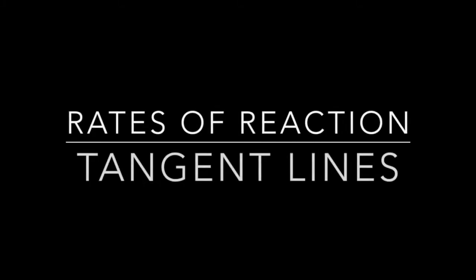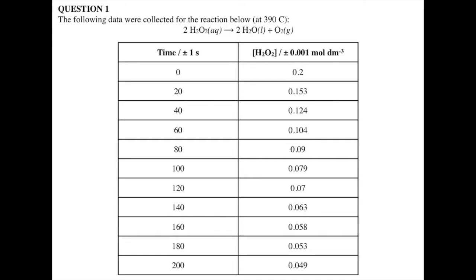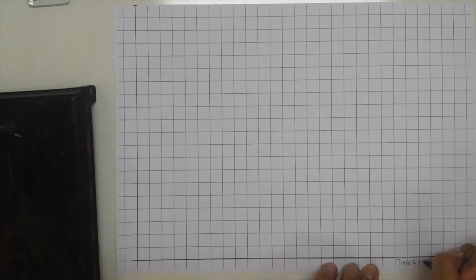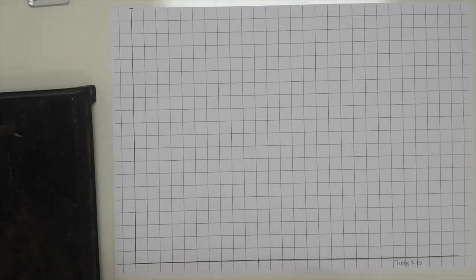This video will show you how to determine rate of reaction using data and constructing tangent lines on a graph. So what I'm doing here is I'm setting up my axes and labeling them.